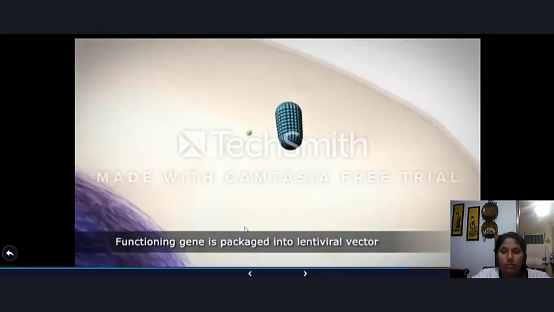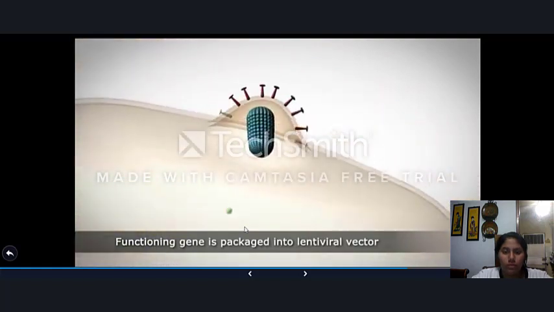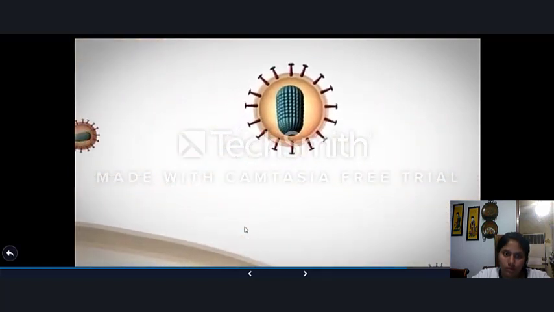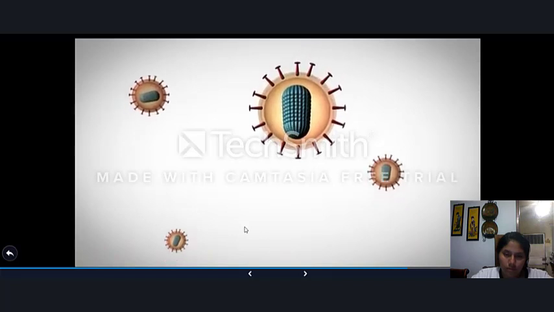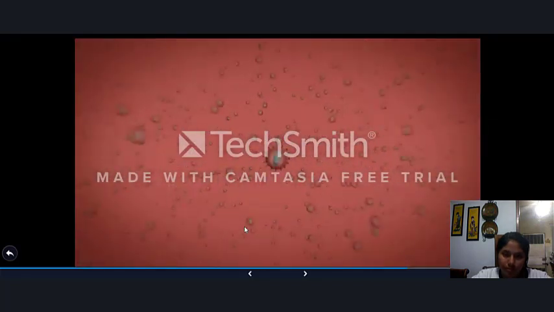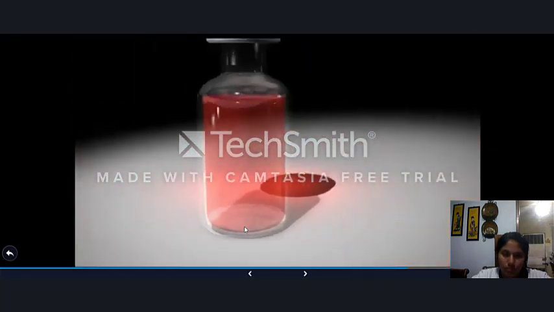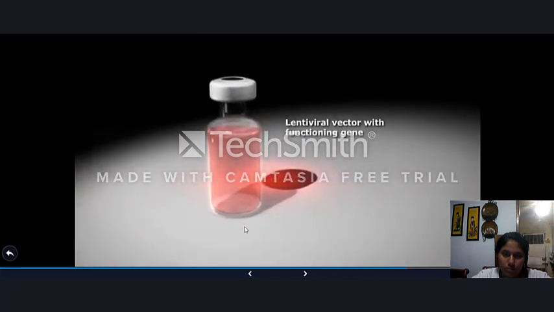The vector contains a small number of parts from the human immunodeficiency virus, or HIV, which is very effective at moving genes into cells. The vector has been changed so it cannot cause HIV infection.